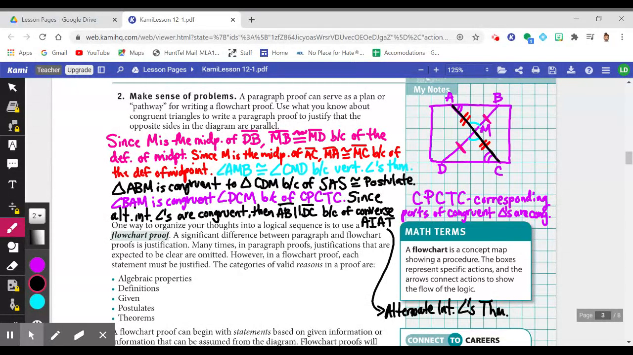Now, this paragraph proof, notice we're just literally writing sentences containing statements and reasons to show that the opposite sides in the diagram are parallel. We're going to take this information now and use it to create a flowchart proof.